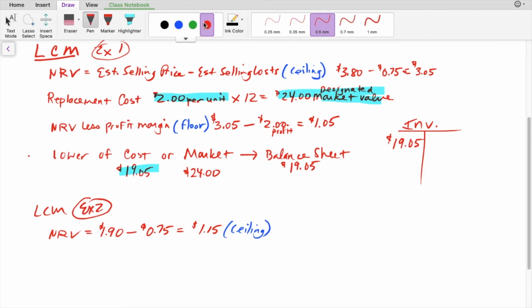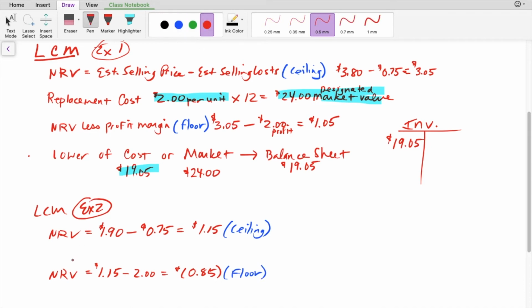Okay. Then we need to determine the floor. Well, if $1.15 is our estimated selling price and our normal profit margin is $2, then we have a loss here of 85 cents. And so that's our floor, which is below zero, so we wouldn't be going there anyway, most likely.